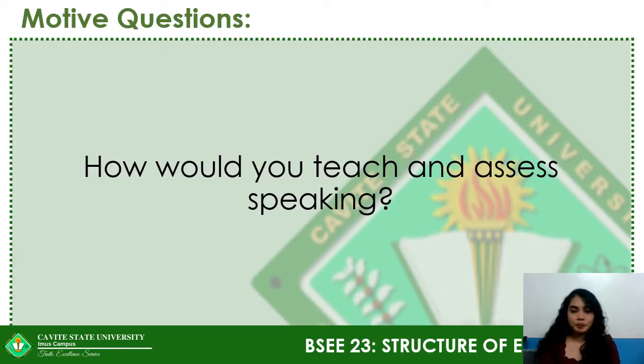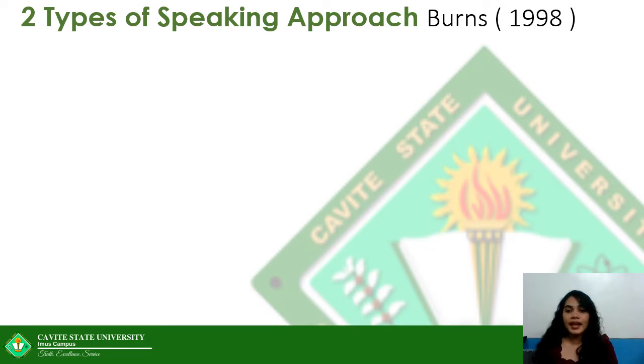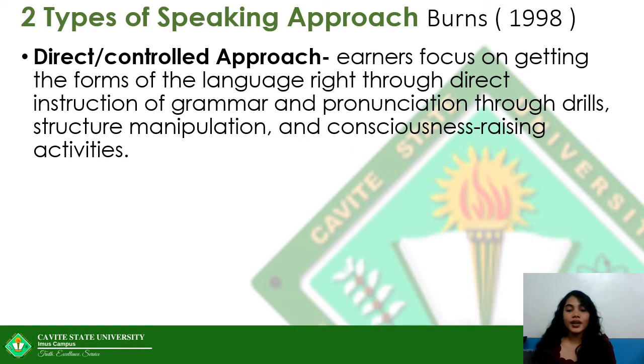Okay, now how would you teach and assess speaking? Paano ba natin ituturo at paano ba natin i-assess ang speaking skills ng isang bata? How can we teach them speaking skills and how can we also assess their speaking skills? Now, according to Burns in 1998, there are two approaches in teaching students how to speak. The first one is the direct or controlled approach. When we say direct or controlled approach, the learners focus on getting the forms of the language right through direct instruction of grammar, pronunciation drills, structure manipulation, and consciousness-raising activities.